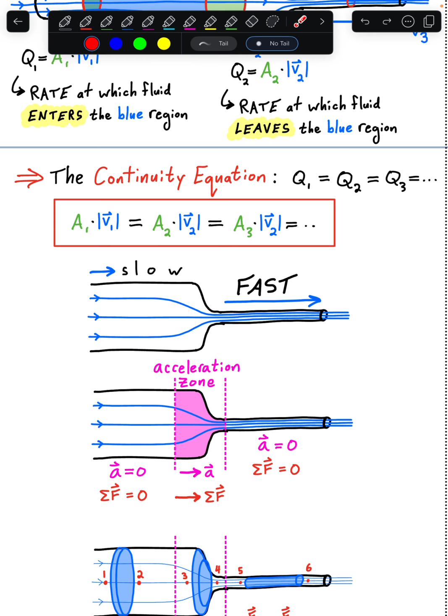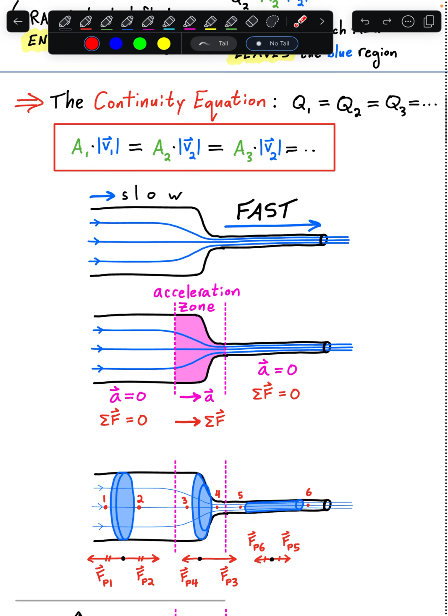So in general, when we have a fluid moving through a wide section of pipe, we expect it to be going slow. And then as it passes into a narrower section of pipe, we expect it to be going fast. But to make that happen, to accelerate our water here, we need to be able to explain that using Newton's laws of dynamics, explain that using forces.